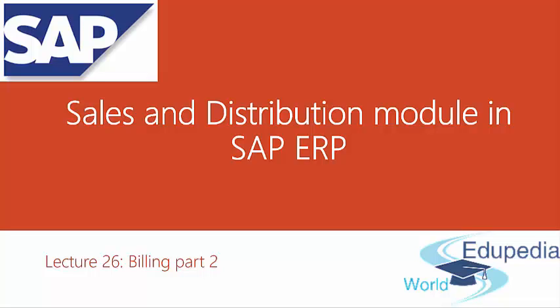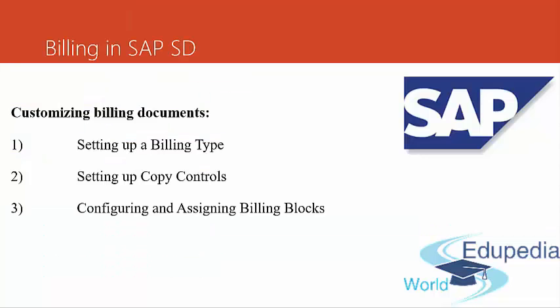In this lecture, we will continue to talk about billing in Sales and Distribution module in SAP ERP system. In our previous lecture, we have talked about settings about billing type, and we created our new billing type. In this lecture, we will talk about how to set up copy control settings for billing documents.